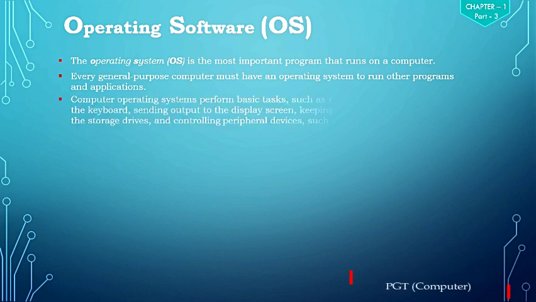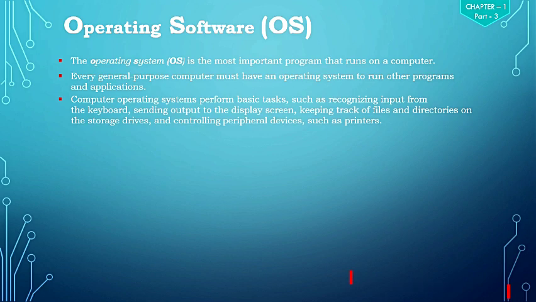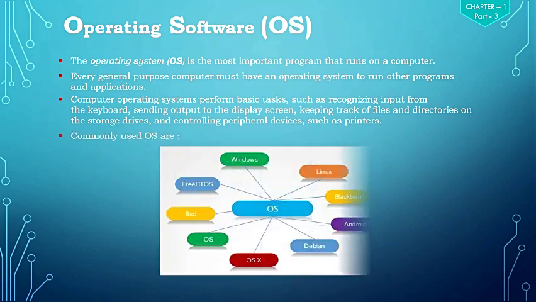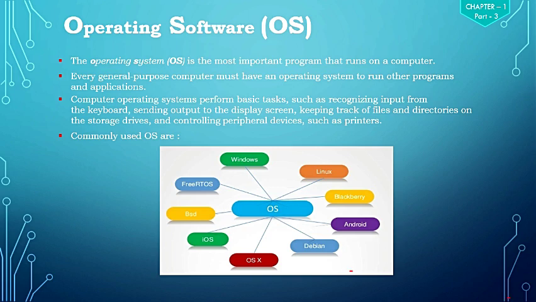So computer operating system performs the basic tasks such as recognizing input from the keyboard, sending out to the display screen, keeping track of the files and directories on the storage devices, and controlling peripheral devices such as the printers. Commonly used operating systems are Windows, Linux, BlackBerry, Android, Debian, then OS X, iOS, BSD, then FreeRTOS. These all are the examples of operating system used for different purpose. So the widely used operating system for the PC is Windows and for the mobile phone is Android and iOS.